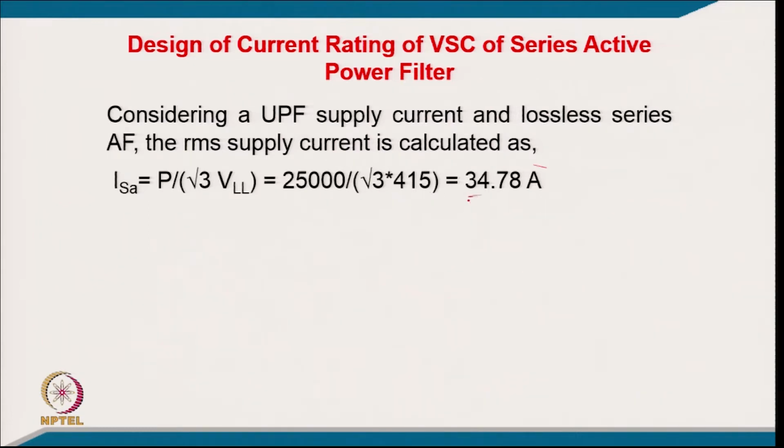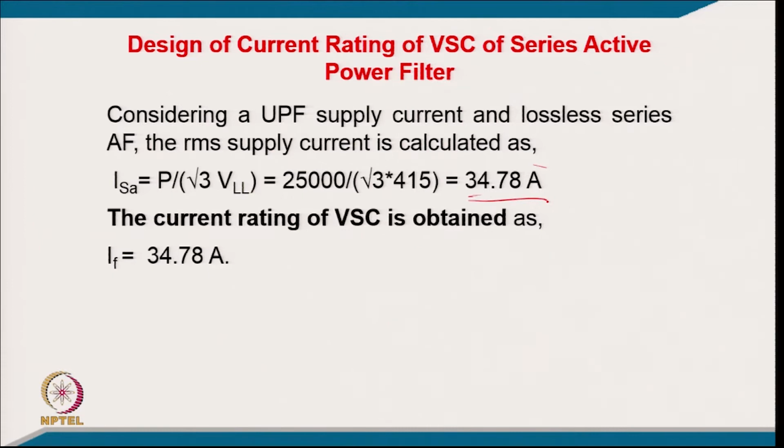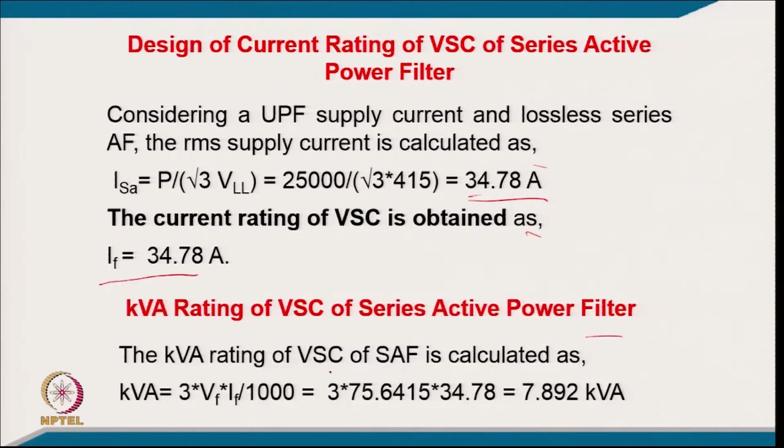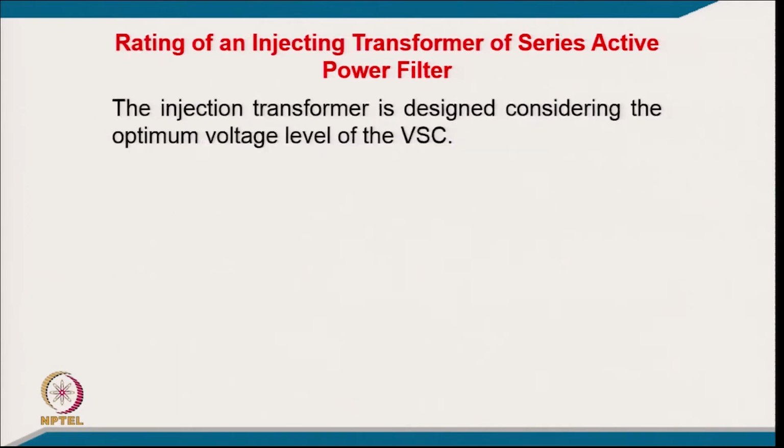So, the supply current is 34.78 ampere, and because it is connected in series, the current rating of the voltage source converter of the series active filter will also be IF equal to 34.78 ampere. The kVA rating of the VSC of the series active power filter will be equal to 3 VF IF divided by 1000. This is 3 phase. This is the voltage of the series active power filter which we calculated, 75.6415, into the current flowing, 34.78. So, the rating comes to 7.892 kVA.